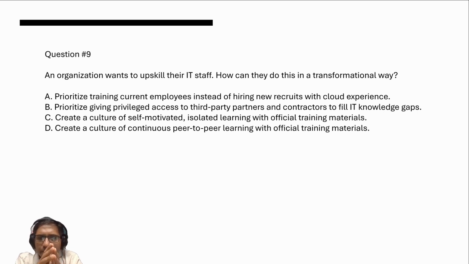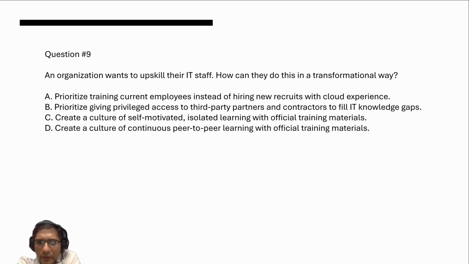So out of four, three options are all about training. Option A doesn't say how to train, but says that you should train instead of recruit. Option B says that you get contractors and third-party people to help out, as there is a knowledge gap. So B is basically more than training. It's about hiring vendors or contractors to help.